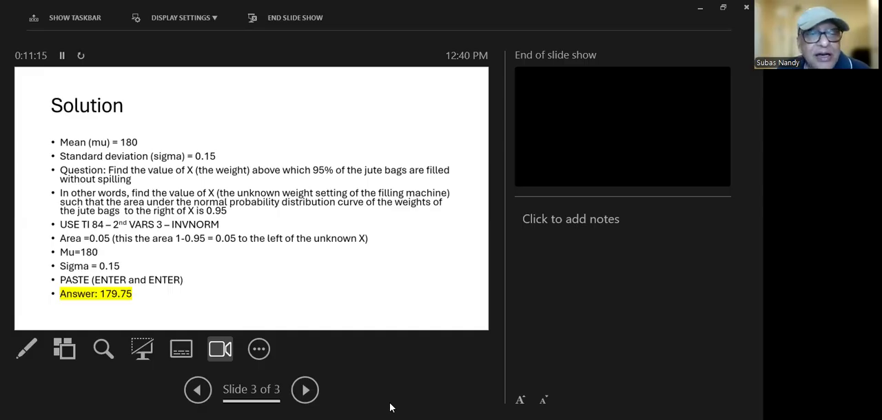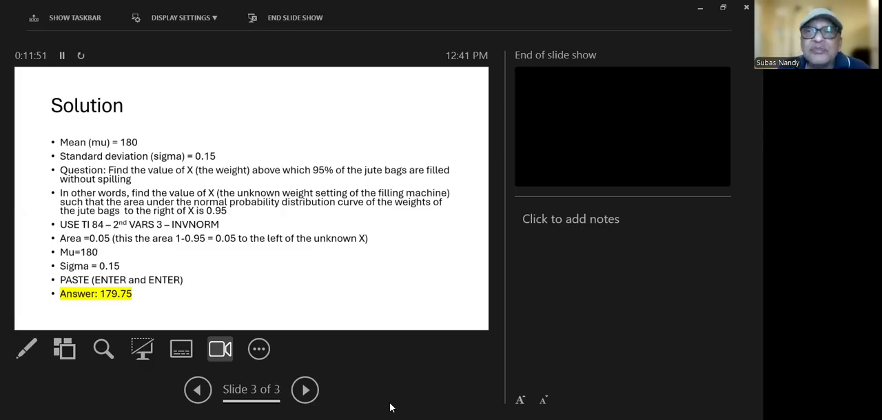In this case, the area is 0.05 below that unknown x, which we plug in as the area, 0.05. Remember, please do not plug in 0.95, which is the area above x. We have to plug in the percentile area, which is the area below x, which is 1 minus 0.95, which is 0.05. The mean mu is 18.0, the standard deviation sigma is 0.15, and then we go down to Paste on the calculator screen and operate that function by hitting enter twice.